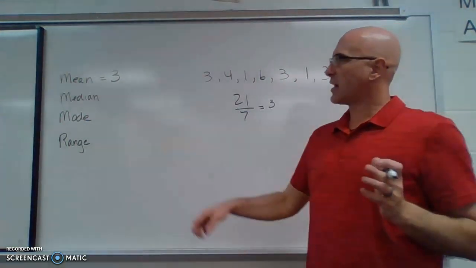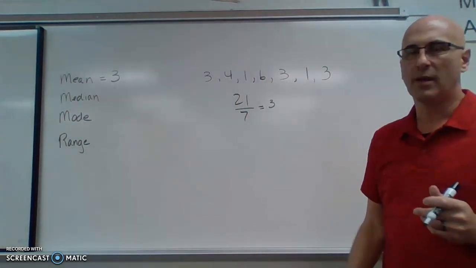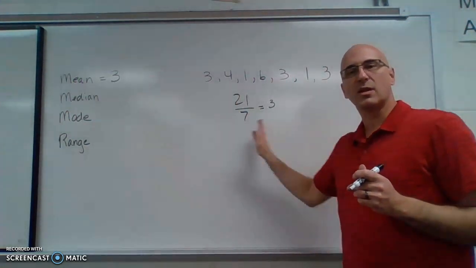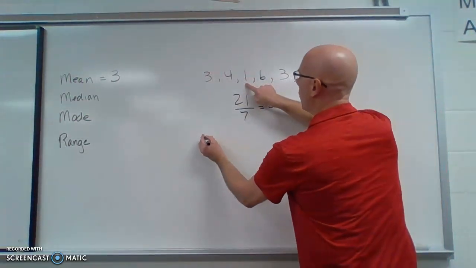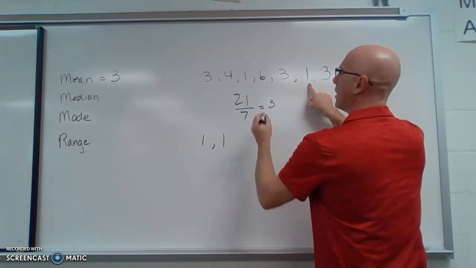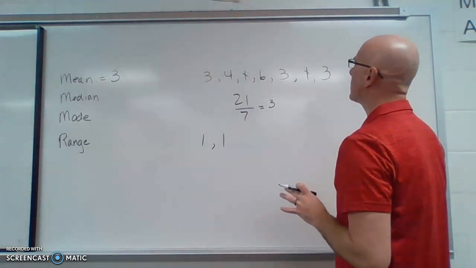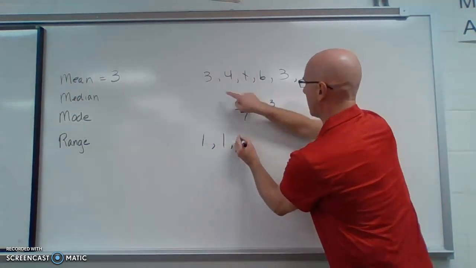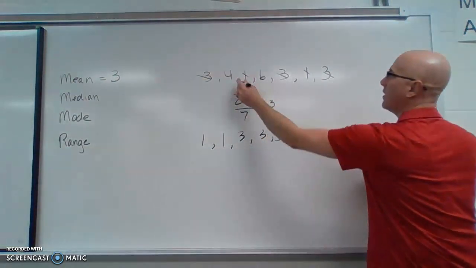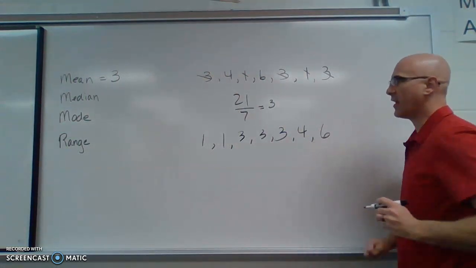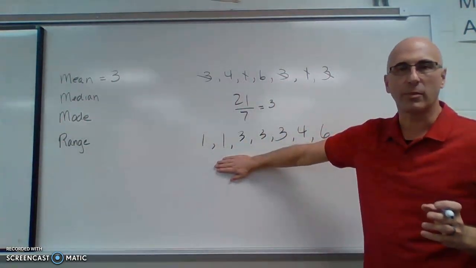All right, now for the next couple, we are going to rewrite our set of data starting from the smallest number and going to the largest, from least to greatest. So I'm going to start here with 1 and then 1. If you want to cross them off as you're doing that, just so you don't redo anything. Let's see, then I have some 3s. I got a 3, and a 3. I'm going to cross those off. And then I have a 4, and then I have a 6. Okay. So I took my same numbers. I didn't change any. I just wrote them in order.